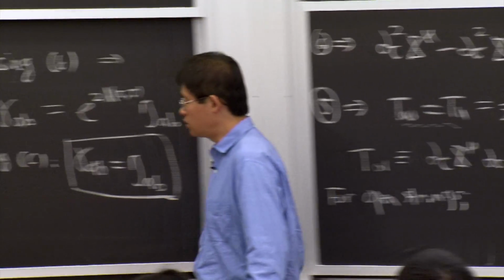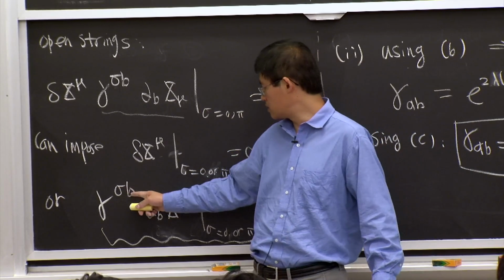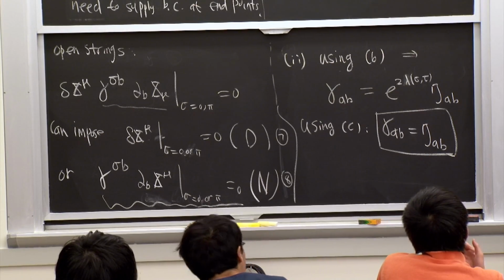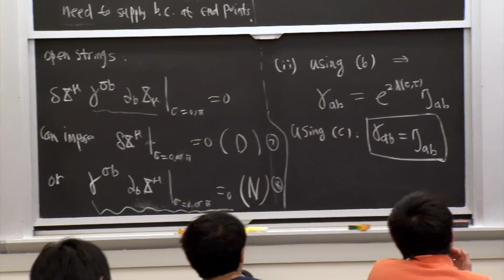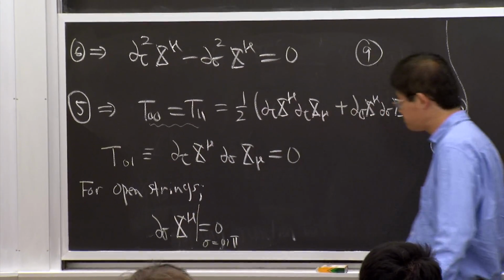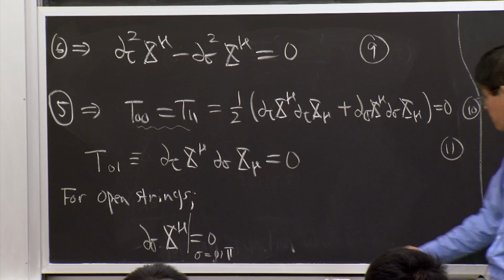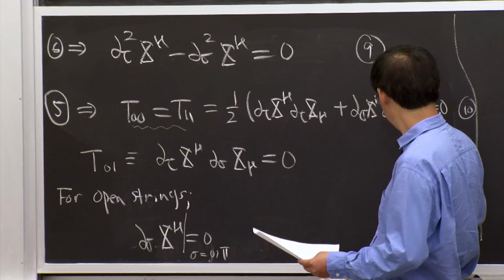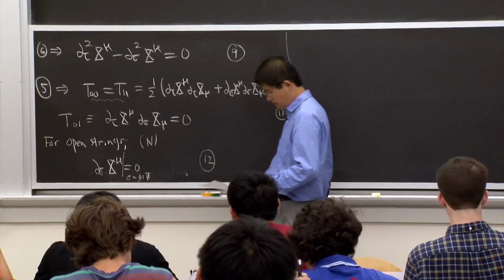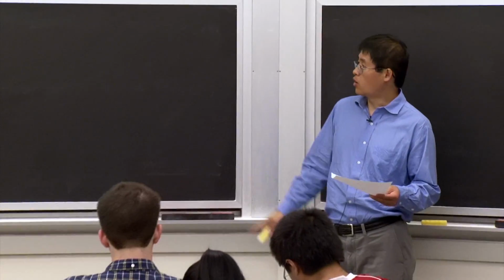And so this just becomes the Minkowski metric, and only sigma is non-zero. So you just get partial sigma x mu equal to 0, evaluated at sigma equal to 0 and pi. Right now we only consider Neumann boundary condition. Let me call it 12. So this is for Neumann. Good? Any questions on this?